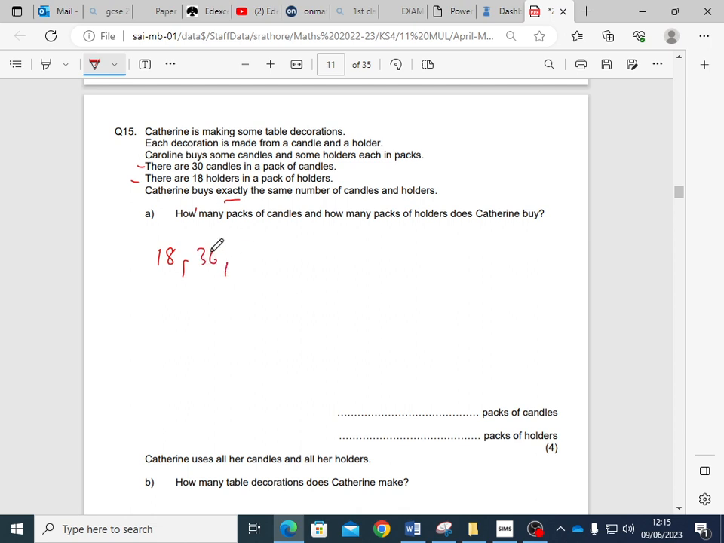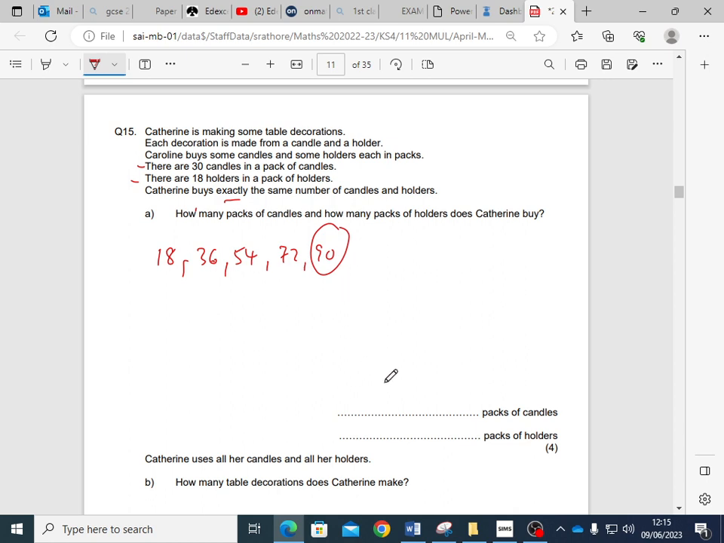30 does not go into that exactly. It needs to go in exactly, leaving no remainder. 54. Does 30 go into that exactly? No. What's the next one? 72. 30 does not go into that. Next one, 90. Boom. 90, 30 goes into it exactly.